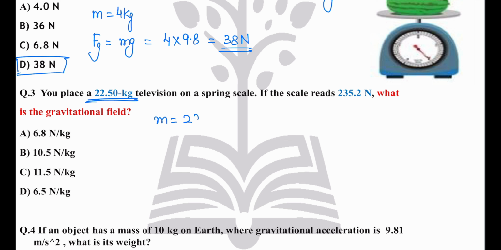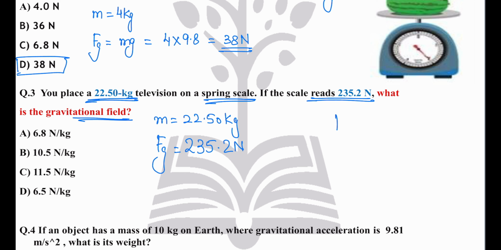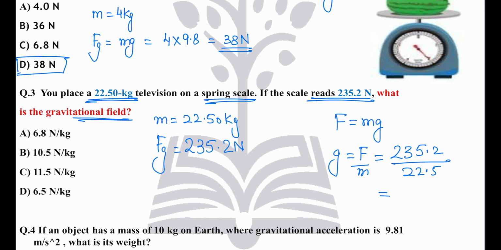Mass is given: 22.50 kg on a spring scale. If the scale reads, Fg is given, 235.2 Newton. What is the gravitational field? As we know, F is equal to mg, so g is equal to F over m. 235.2 divided by 22.5. Solve it. So we will get 10.5 Newton per kg.